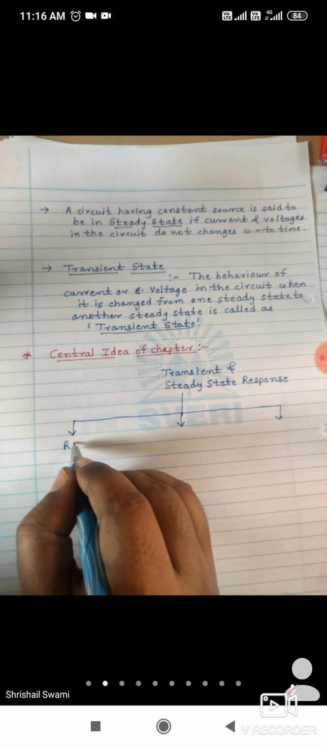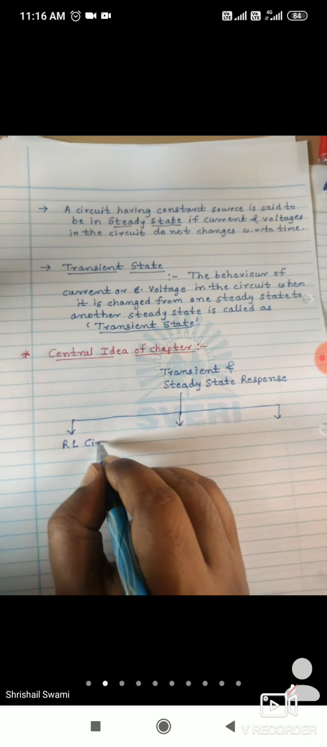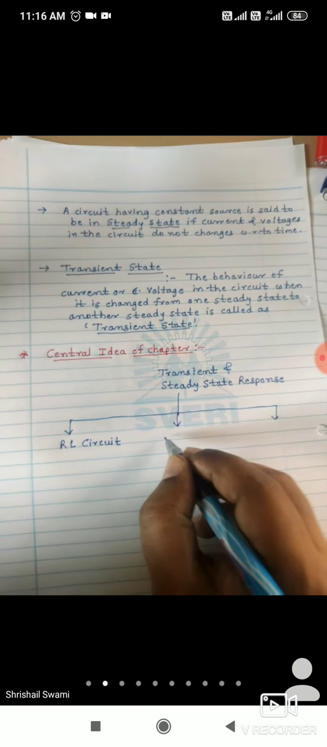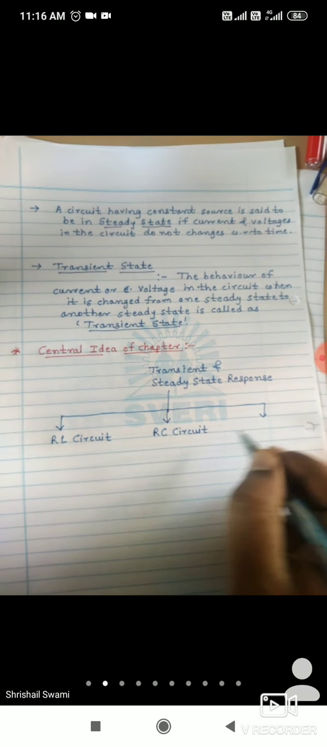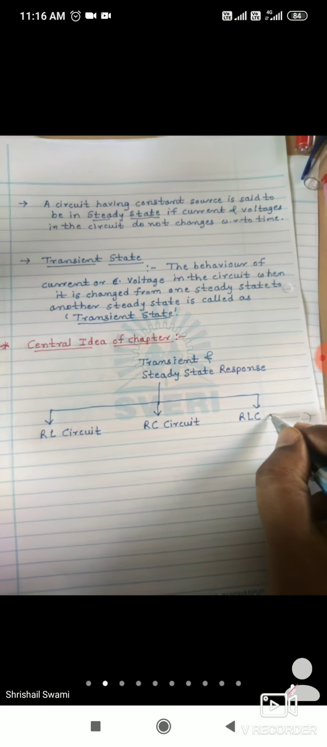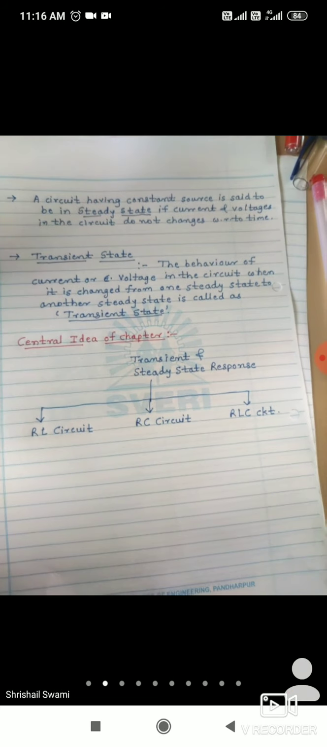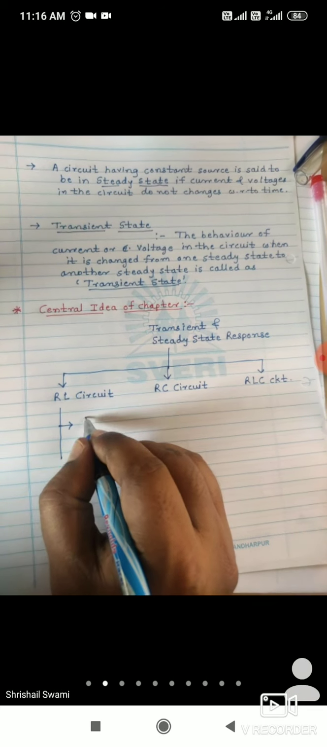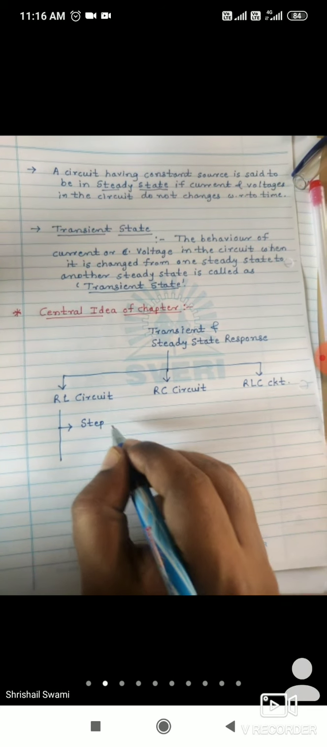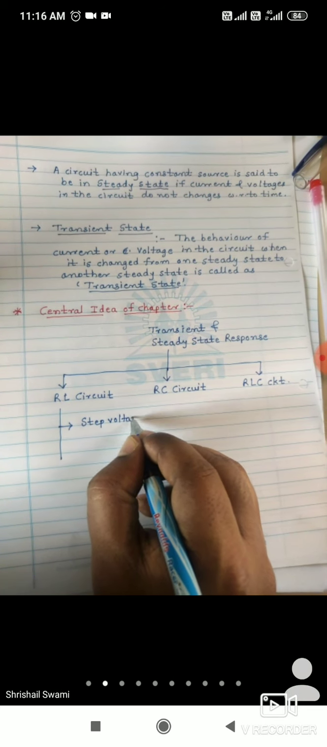the RL circuit, then the RC circuit, and then the RLC circuit. Okay, so here we are learning by applying step voltage.